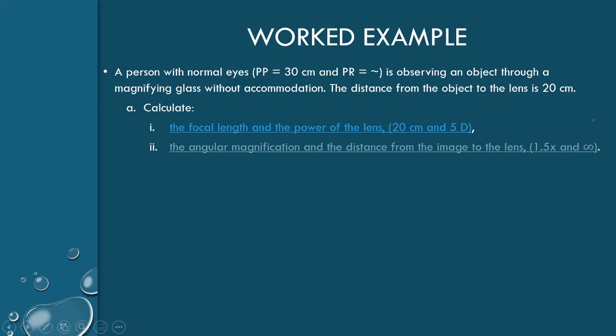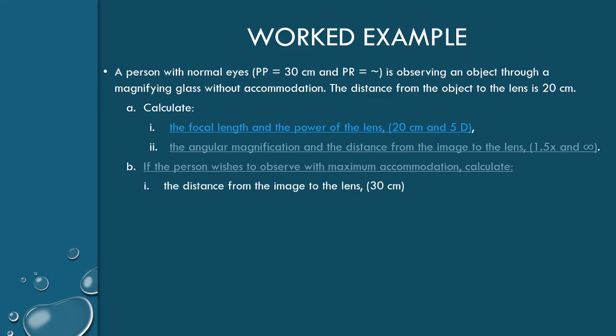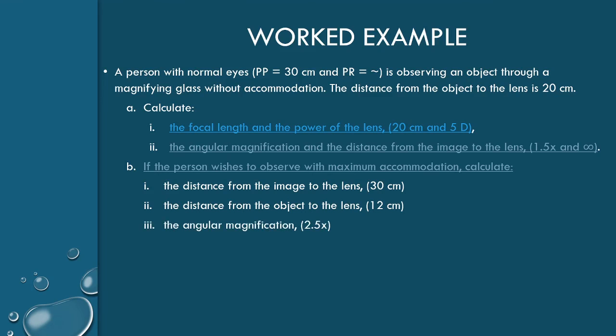Now we will continue with question number B. If the person wishes to observe with maximum accommodation, calculate I, the distance from the image to the lens, II, the distance from the object to the lens, III, the angular magnification. We will try to solve these questions one by one.